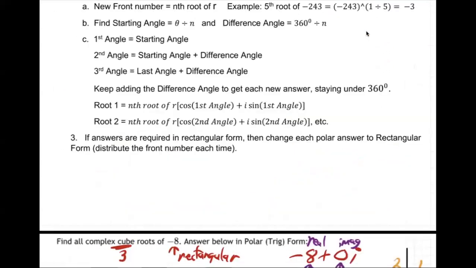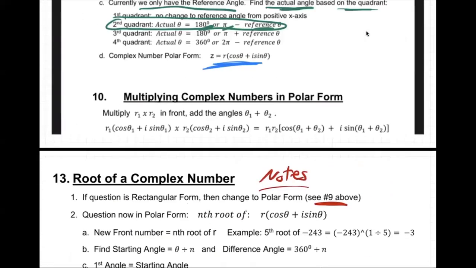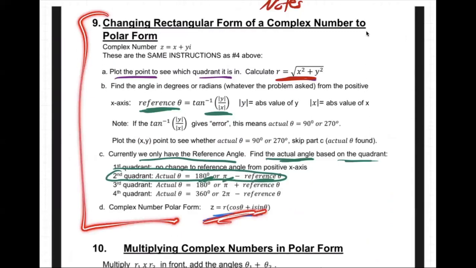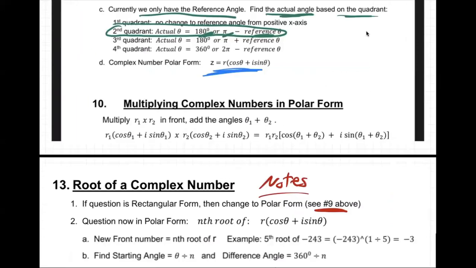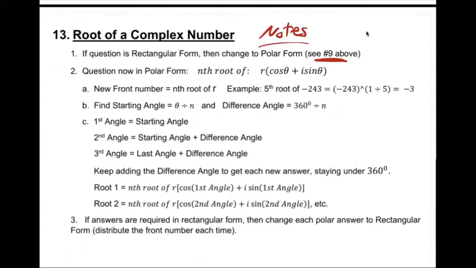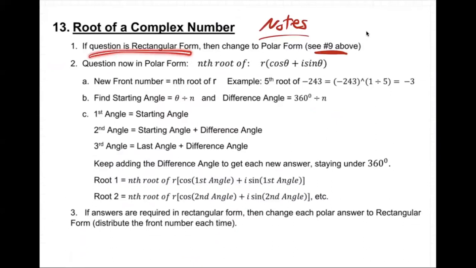So now let's get back to it. I just completed this right here, all the way down to polar form. I changed my rectangular form, my x plus yi, to polar form. Now, come on down here. If the question is in rectangular, change to polar form, see number 9 above. We just did that. Now, number 2, this is how you do the root. So first step, change it to polar form. We did. Why did we do all that work to change to polar form? Because polar form is easier for doing roots.